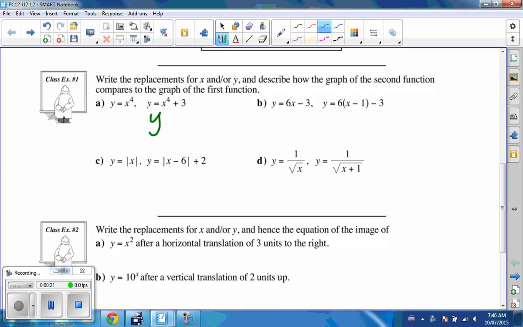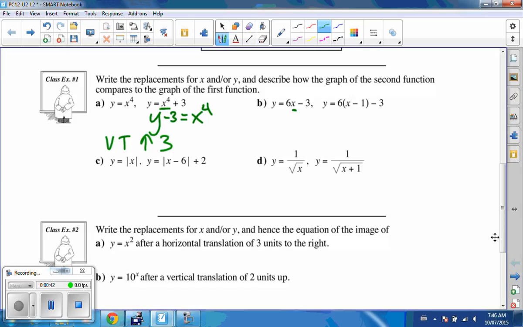I would switch over like this first. I can see that 3 is outside of the function. The function is x to the fourth, so it's outside of the function. And what that tells me is that it's going to be a vertical translation. So this is vertical translation up 3.